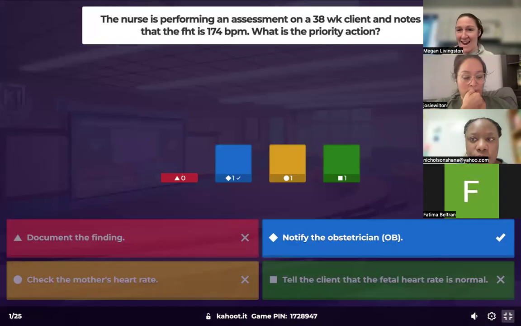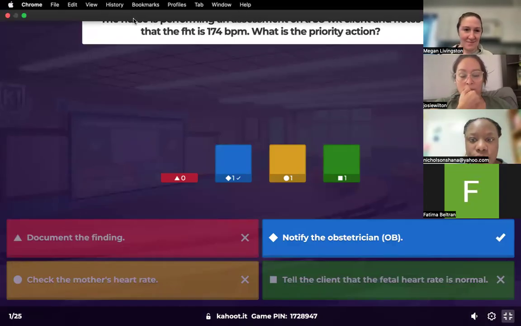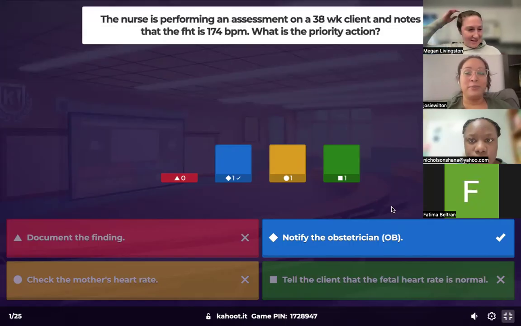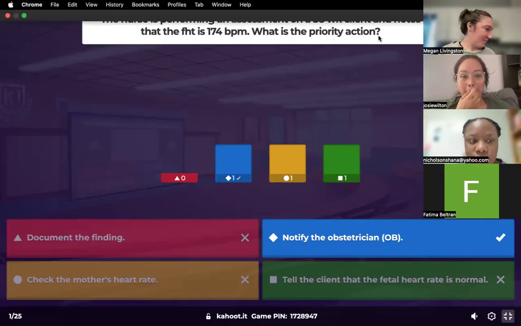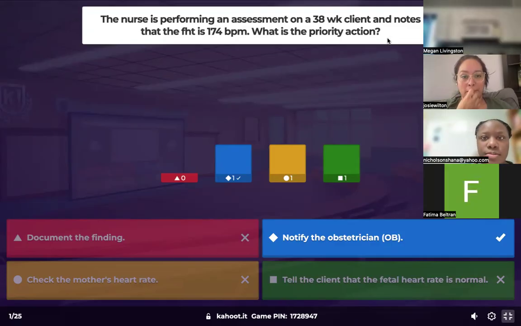Okay, so why would we want to notify our physician here? What is our normal fetal heart rate? 110 to 160. Close, yep. Okay, so your fetal heart rate baseline is typically 110 to 160. That's a normal heart rate during labor, after labor, pretty much any time when we're assessing a newborn.